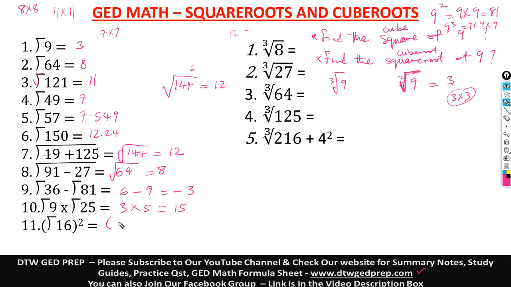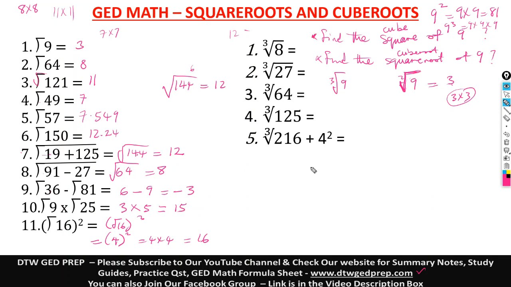Here, you can see this in parentheses, square root of 16, then all squared. So you first find the square root of 16. And what would that give us? That would give us 4. Then you square. There's a square here. So 4 raised to the power of 2, which is what? 4 times 4. And our final answer is 16. Okay? So this is for square roots.